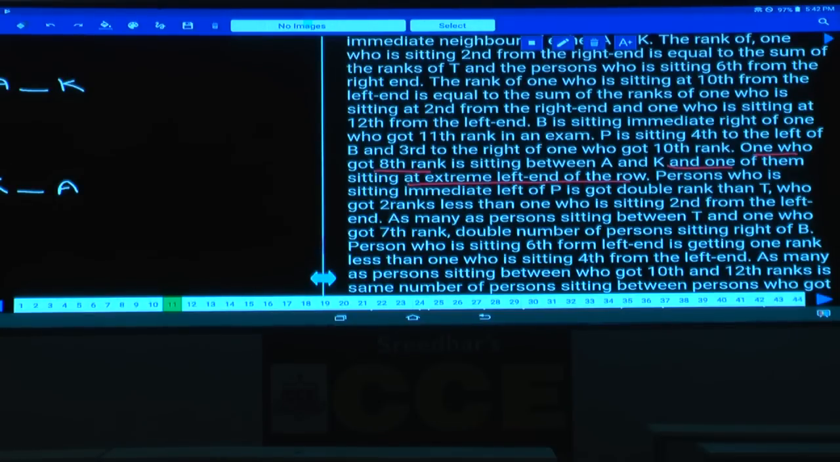And who is the person seated in between A and K? Yes, the 8th ranker is in between A and K. Here also the 8th ranker is in between A and K. The one who got 8th rank is seated between A and K, and one of them is seated at the extreme. The person seated to the immediate left of P got double the rank. Again, let's go back to this one.